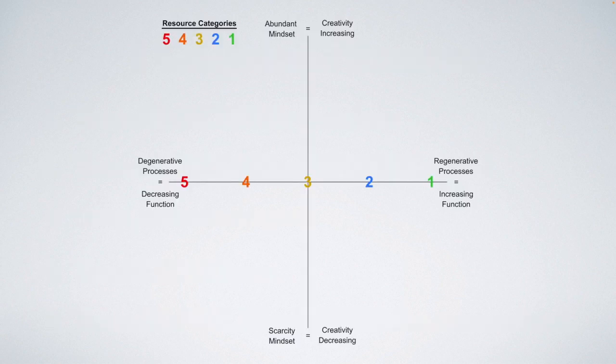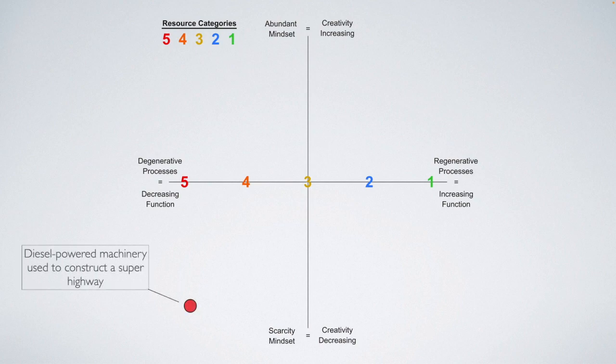Here's a few examples of where certain resources might fall in this chart based on how they are obtained, their essential nature, and how they're used. Let's take an example of diesel fuel used for two different purposes. We can use diesel fuel to run giant earth-moving machines to construct a superhighway, which is itself an incredibly energy-intensive beast with a relatively short lifespan, at least if we're thinking in the 7th generation mindset. It enables additional profligate energy use. In fact, it requires it.